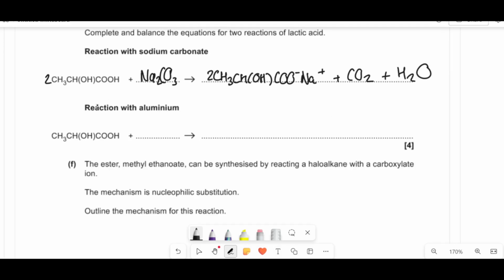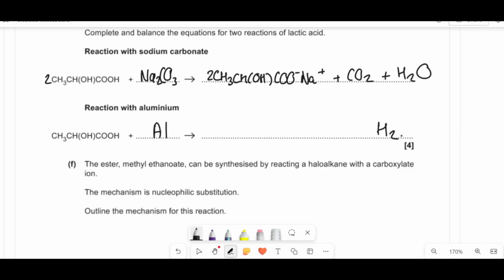Done. Now we're reacting with aluminium. So we're, again, write down what you know is going to be. So here, we're reacting this with aluminium. Now, metal plus an acid makes a salt plus hydrogen. So we're going to make H2 gas.